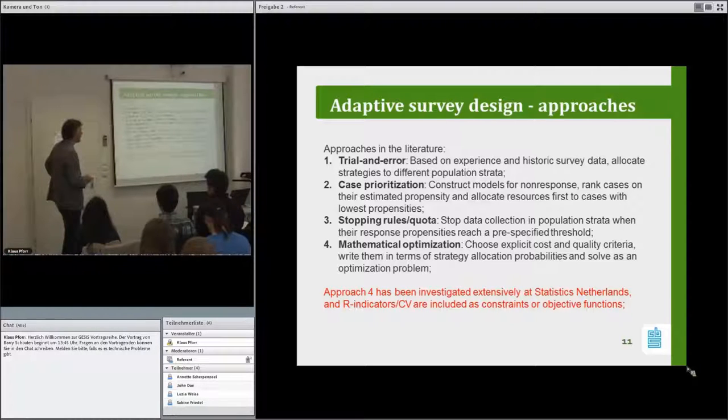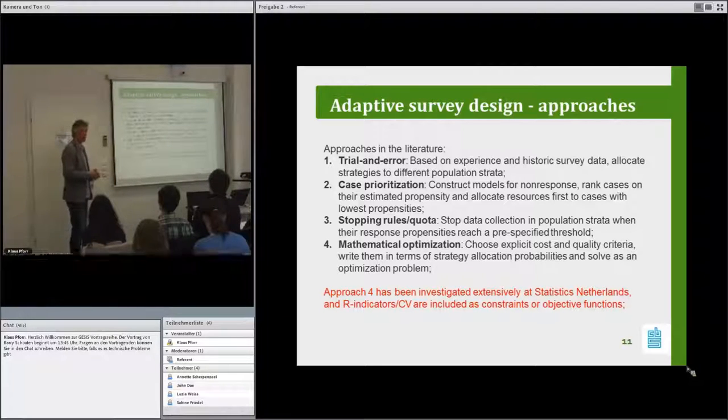And then the last option would be to explicitly write all this in terms of a mathematical optimization problem. On this particular option, we spent a lot of time over the last years. Can we write all these cost functions and quality indicators in terms of probabilities, allocation probabilities, as we call them? Then these become the decision variables that you need to solve, and eventually you get the best solution.